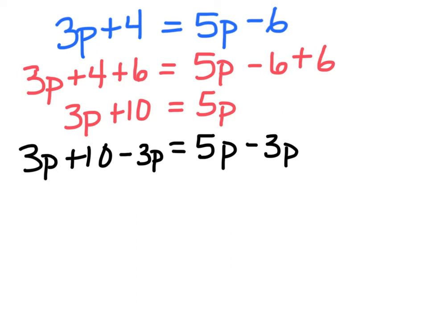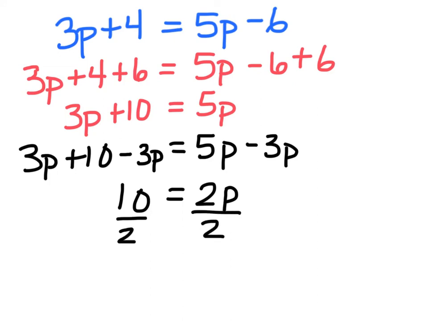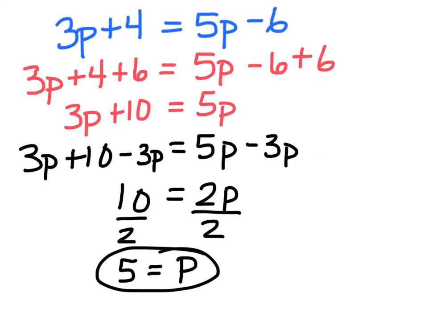So 3p minus 3p gives us 0, so on this side we just have 10. 5p minus 3p is 2p. Now finally, we want to isolate that p, get it all by itself. I'm going to divide each side by 2. 10 divided by 2 is 5. 2p divided by 2 is just p. So there's our answer. Our final step is to check by substituting our value into the original equation.